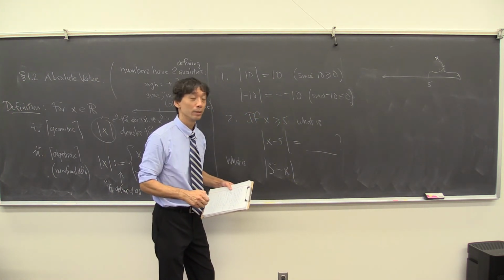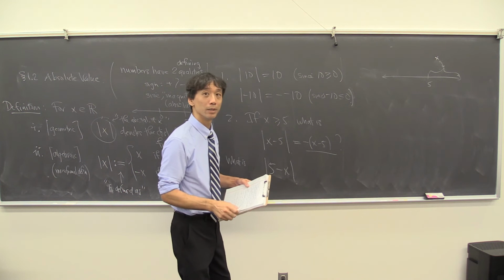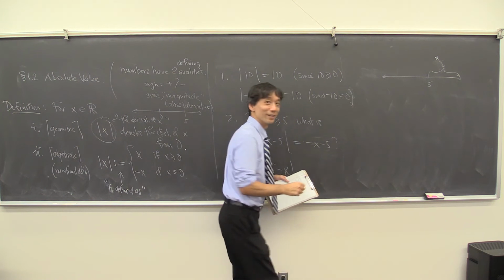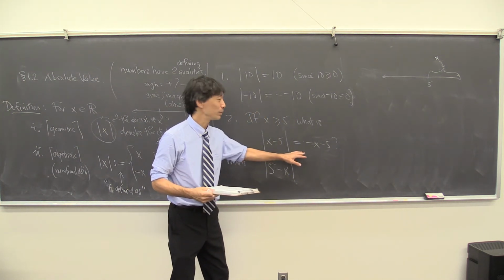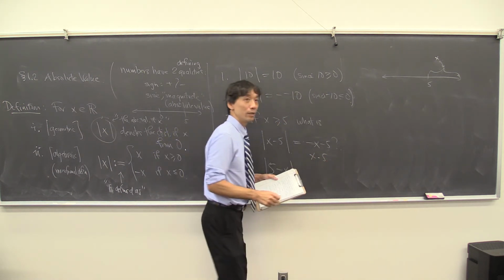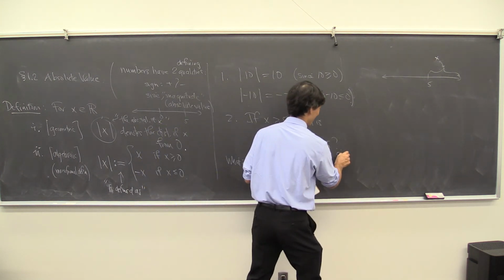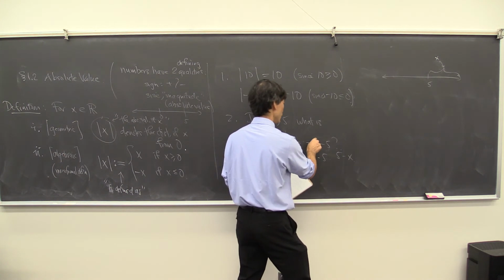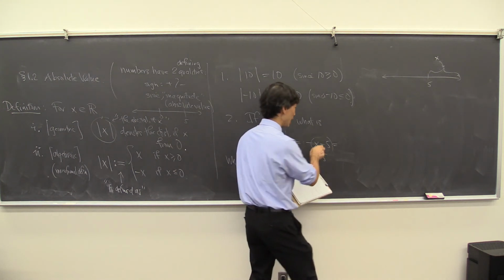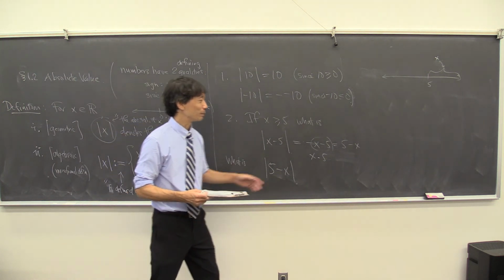Isa? Negative x minus 5? Okay. Other possibilities? Just x minus 5. Okay. Anybody else? You can also say 5 minus x. Oh, in that case, you do mean negative quantity x minus 5, because that would be 5 minus x. Yeah, okay. Gotcha.